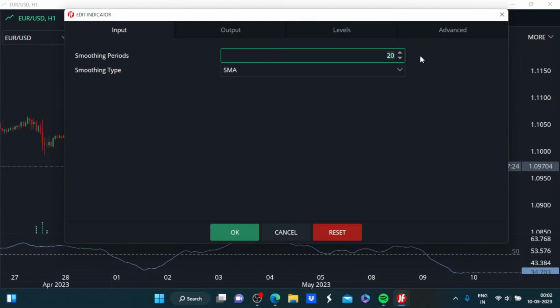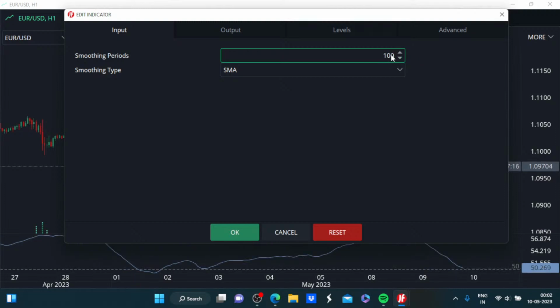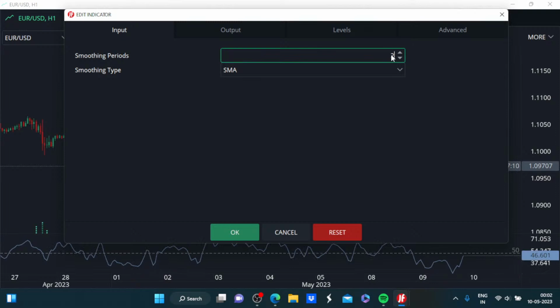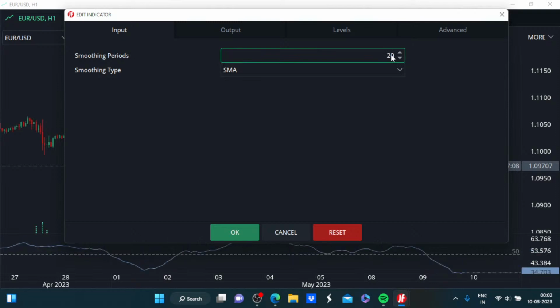Now, if I decrease it to say 10, then it becomes a lot more responsive. If I increase it, then it will become a lot smoother. So you will have to decide what kind of smoothing period is going to be good enough for your system, and accordingly you will have to customize these parameters.